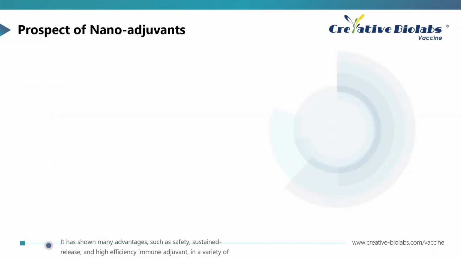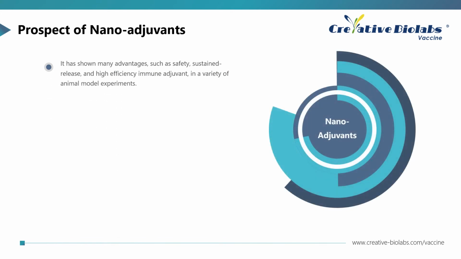Nano adjuvants have been used in a variety of vaccine research and development, and have shown many advantages, such as safety, sustained release, and high-efficiency immune adjuvant effects, in a variety of animal model experiments. At the same time, nano adjuvants have the appropriate shape and size, which makes it easier to enter the draining lymph nodes, and thus be effectively recognized and presented by APC to induce a specific immune response.